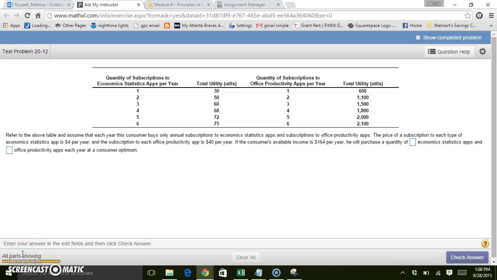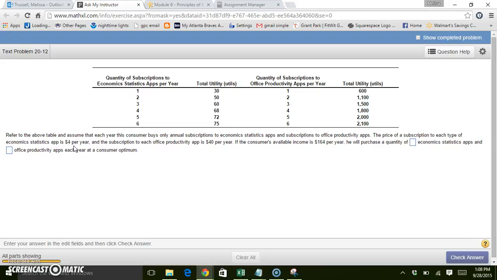This is problem 12 from chapter 20 of your textbook. And it gives us this table here of quantities of subscriptions to an economics app, total utility from each of those number of subscriptions, and then also the quantity of subscriptions to an office productivity app, and total utility for each number that you could purchase of that.